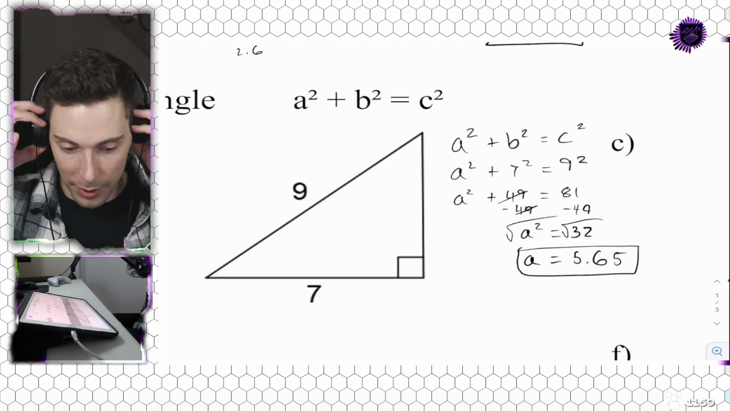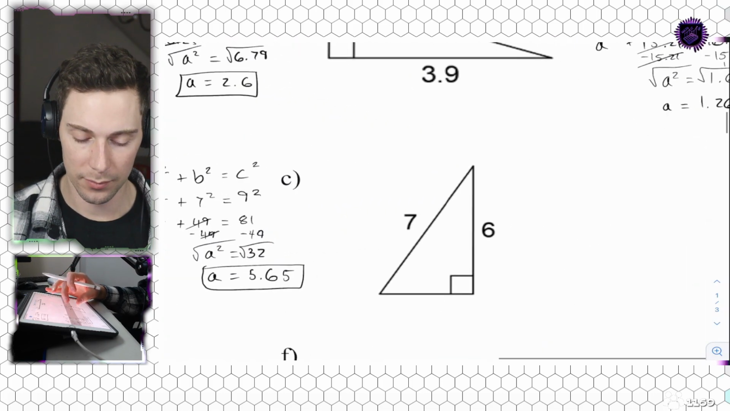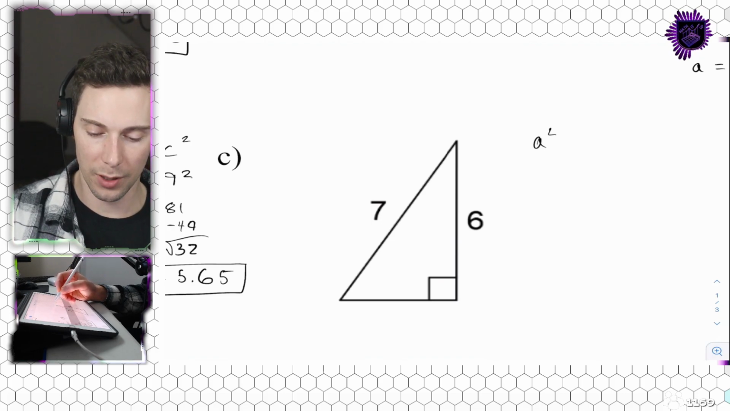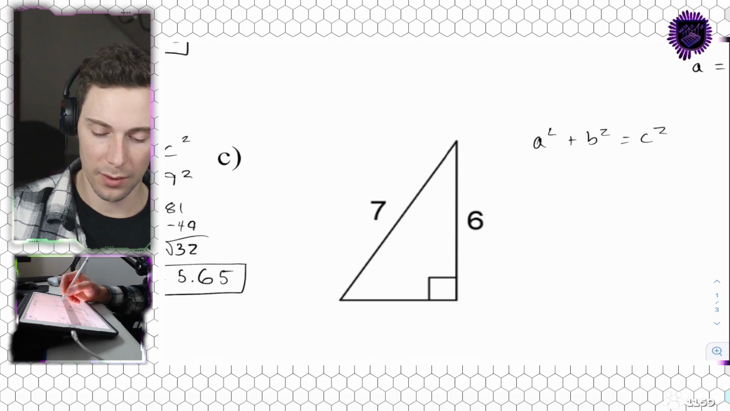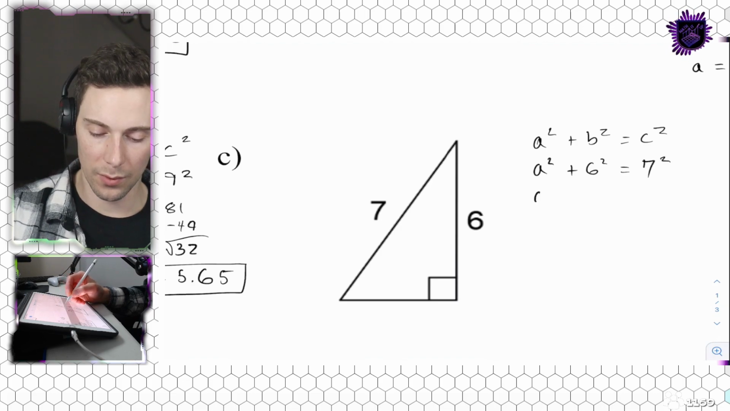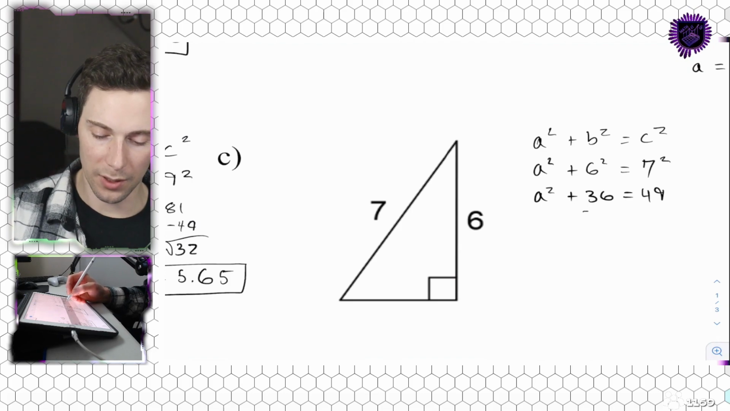All right, what are we on here? We are on question 4C. A squared plus B squared is equal to C squared, and that means A squared plus 6 squared is equal to 7 squared. So A squared plus 36 is equal to 49. And we can subtract 36 from each side.